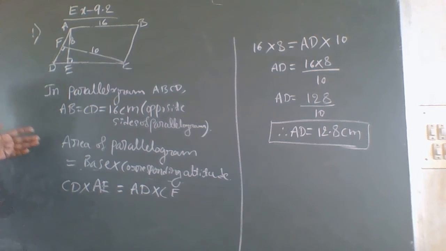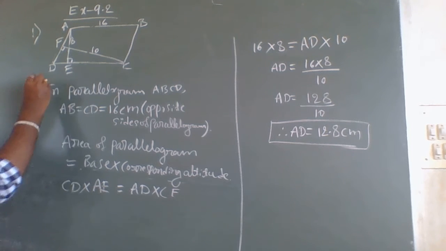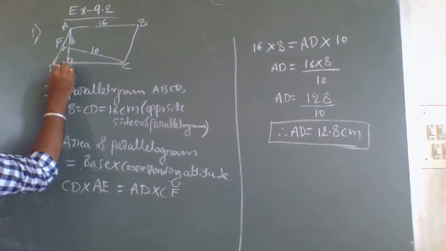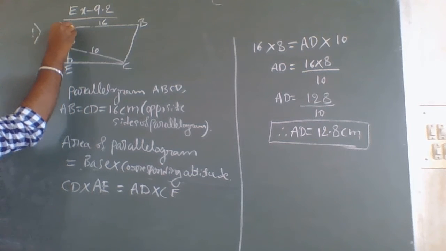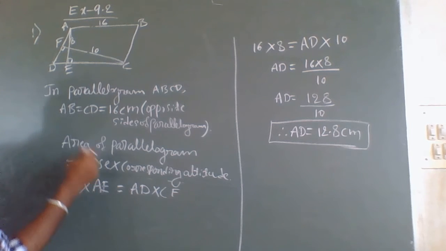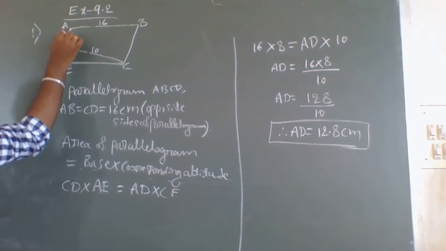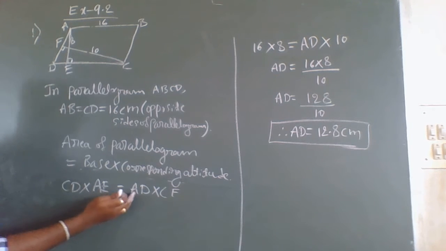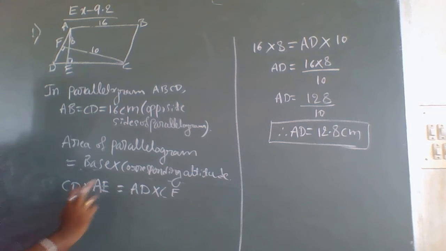So to calculate this, we know the formula. Area of parallelogram is equals to base into corresponding altitude. Here, first we will consider this CD as base, and for this corresponding altitude is AE. Therefore, CD into AE. This should be equal to, next, we will consider this AD as the base, and corresponding altitude is CF. Therefore, AD into CF. So the area should be equal only. Why?